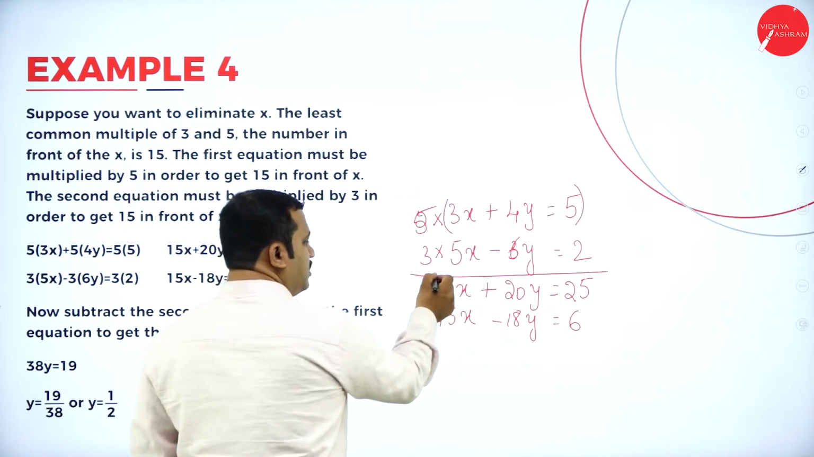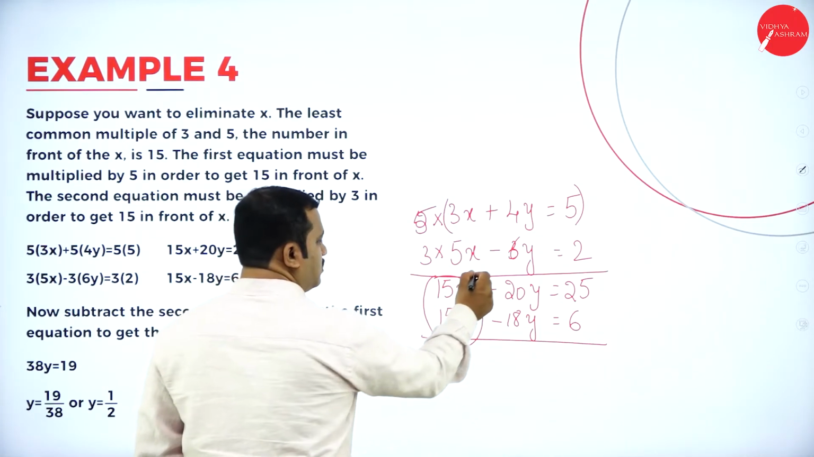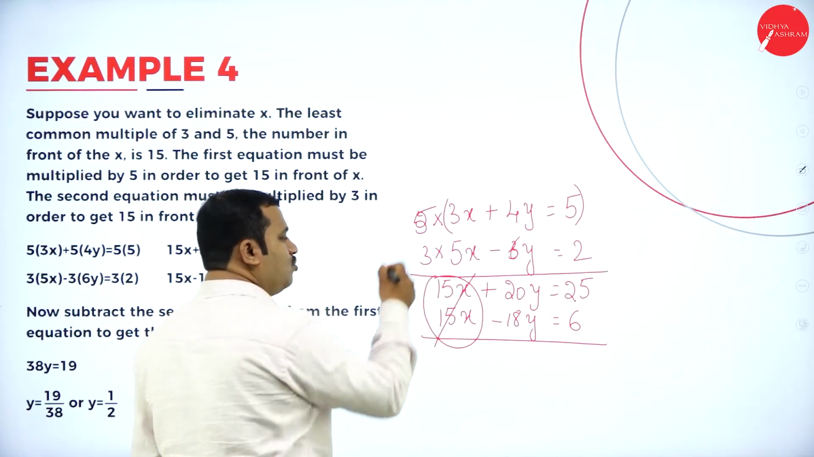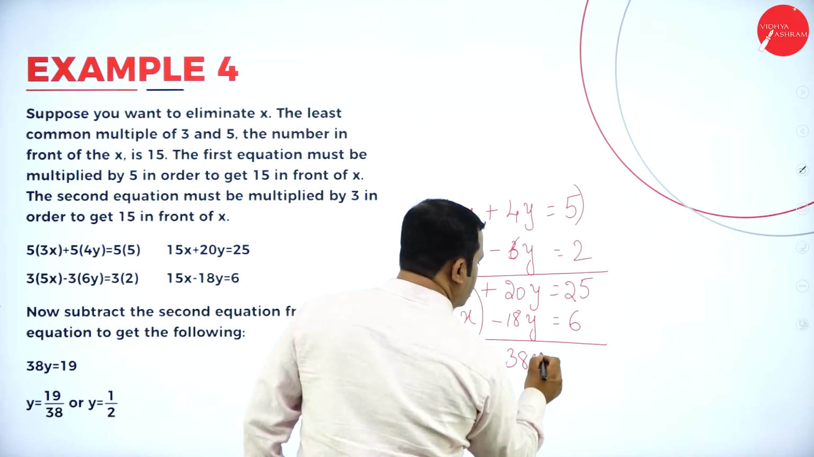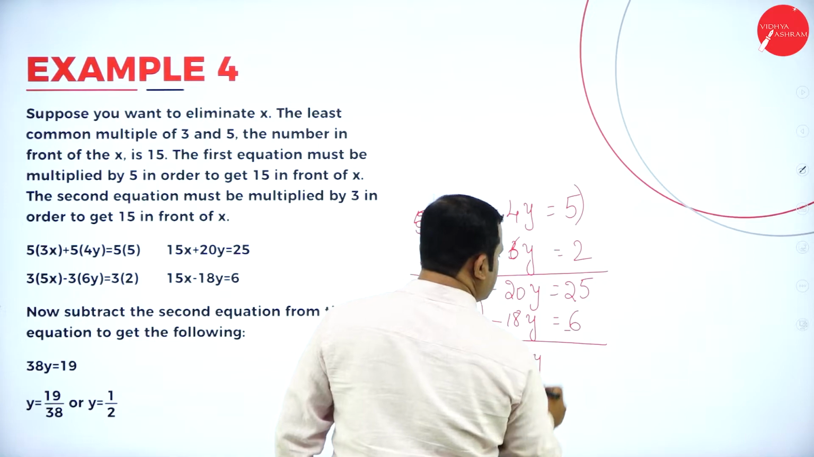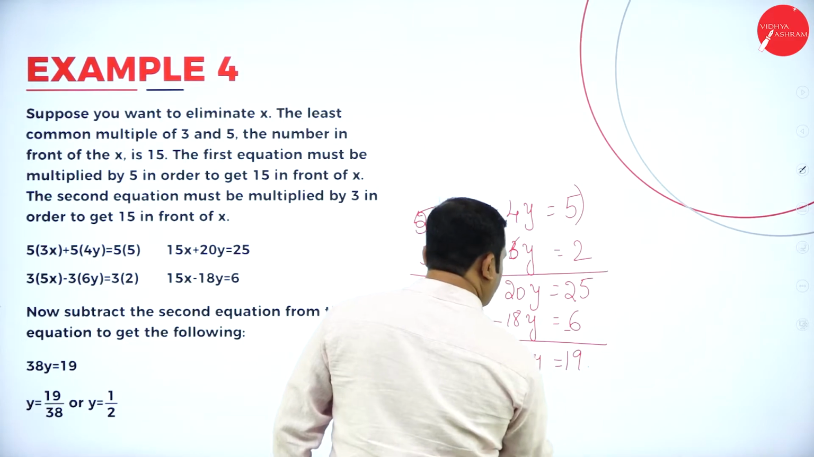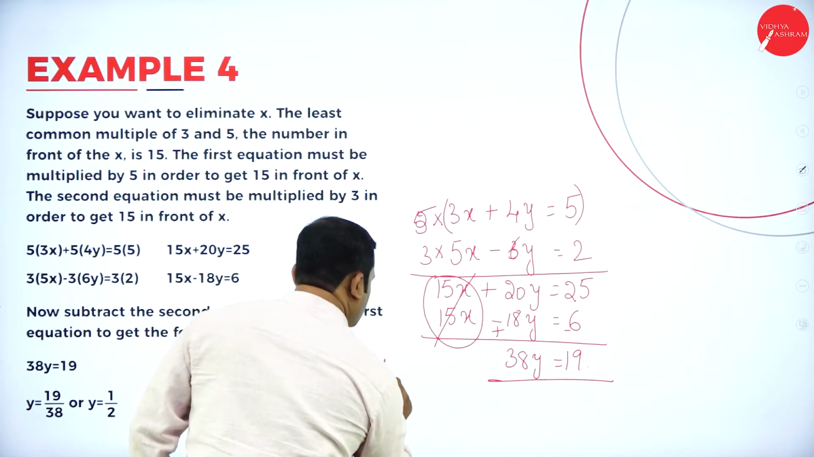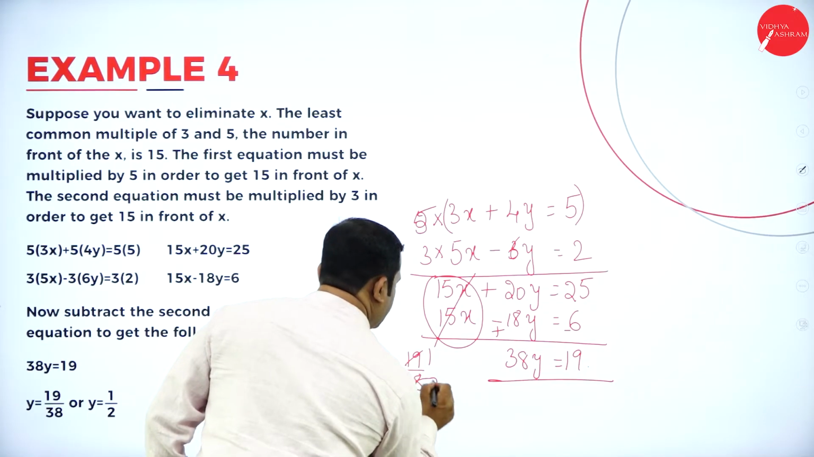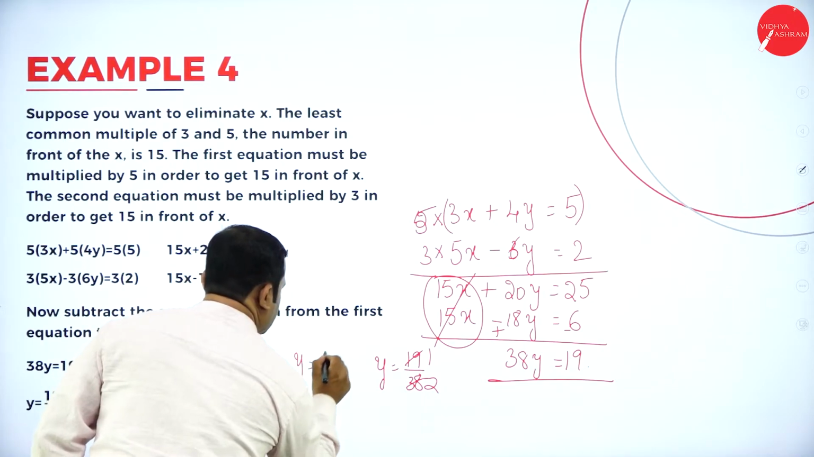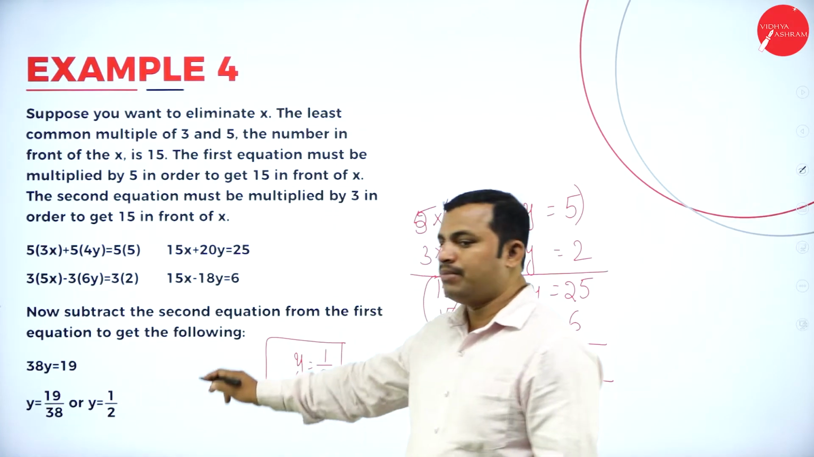Now I have equal terms on this side. So if I further simplify this, this gets cancelled. And what is the value I am going to get? I am going to get 38y. This becomes positive and this becomes negative. If that is the case, 38y is equal to what? 19. If that is the case, y is equal to 19 by 38, which is the same as 19 ones are 19, 19 twos are 38. So we have y is equal to 1 by 2. So we have obtained the value of y, which is equal to 1 by 2.